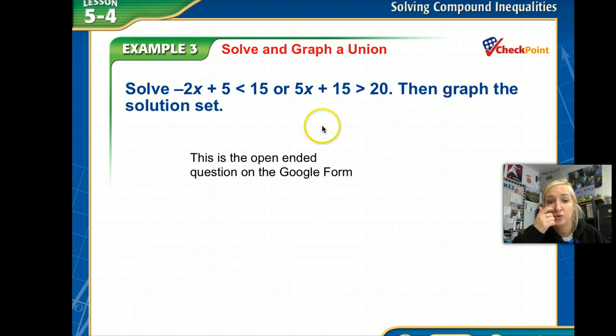All right, we are to an open-ended question on your Google form. So it's the word or, so we know it's a union. Solve for x in both equations, and I understand that you're not going to be able to graph on the open-ended section in your Google page.